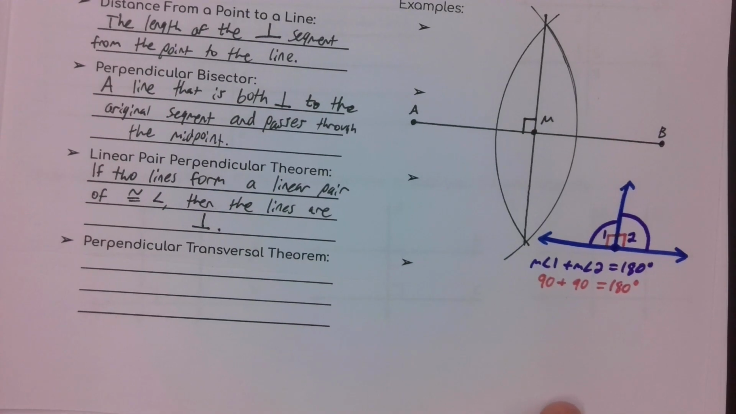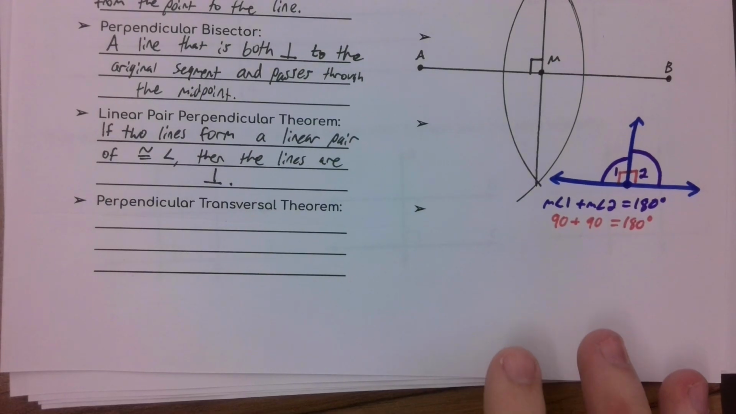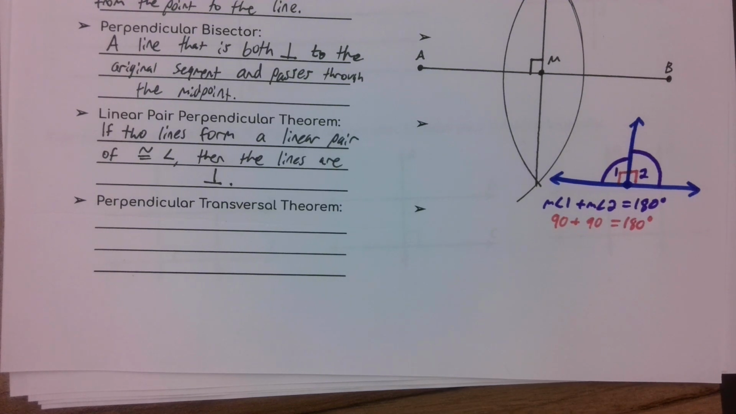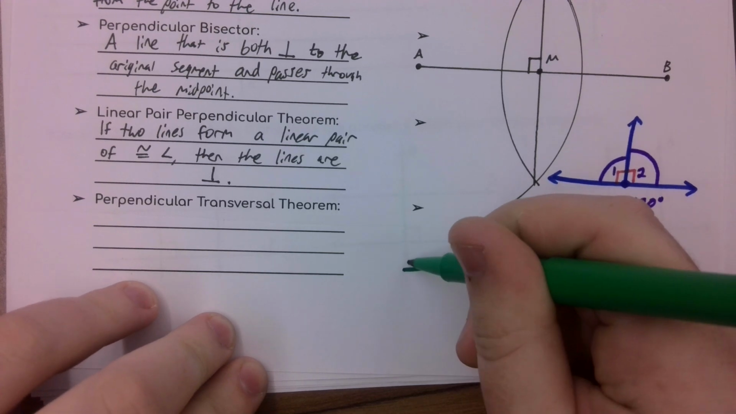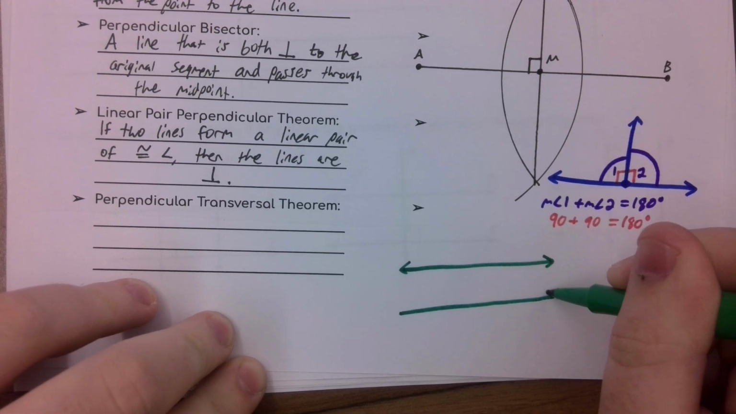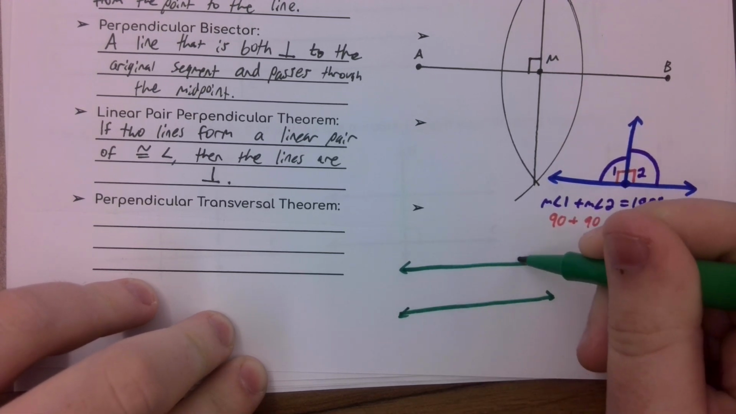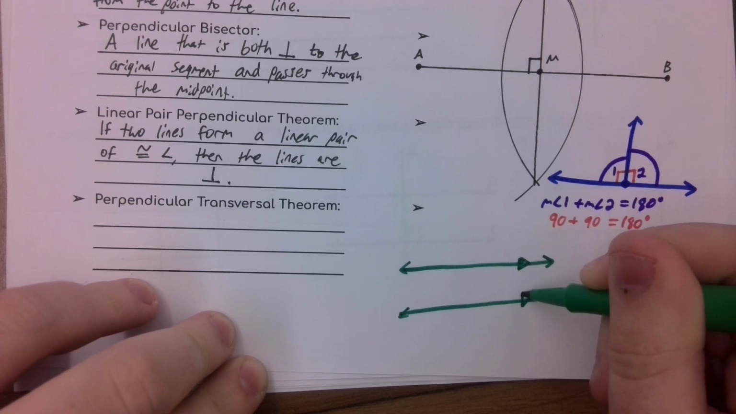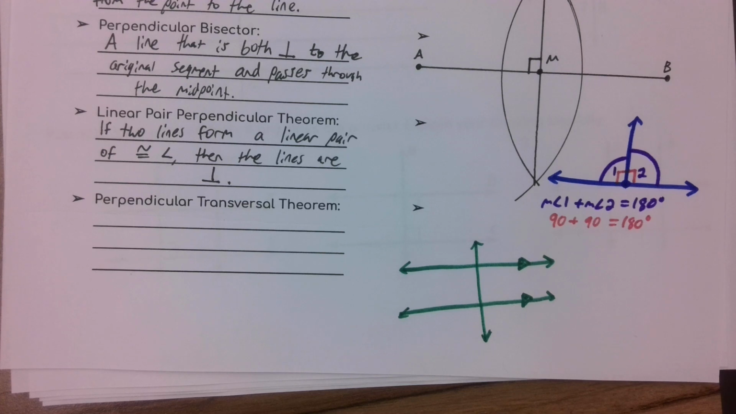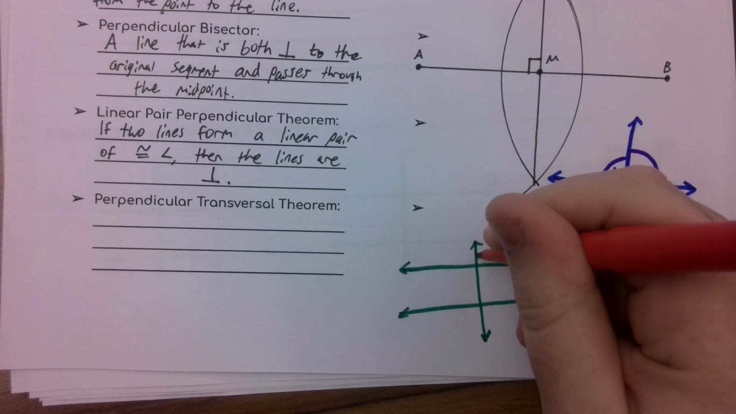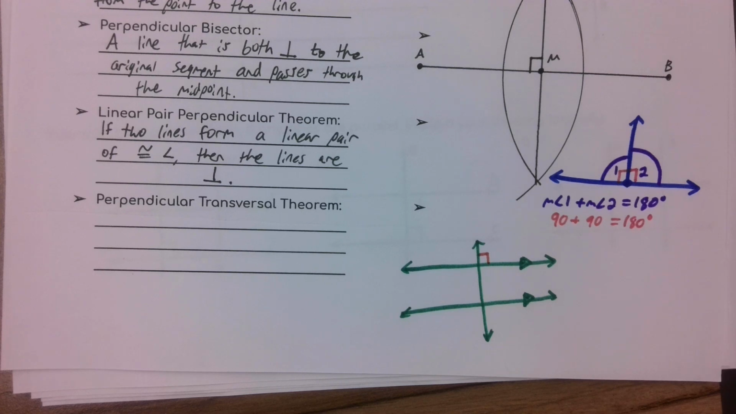Next up is the perpendicular transversal theorem. This one's a bit more complicated. Let's say we have the following situation. We have a pair of parallel lines. You know they're parallel because I'm marking them as parallel, so we know for a fact we got what we're looking for here. And I tell you that this angle here is a right angle.